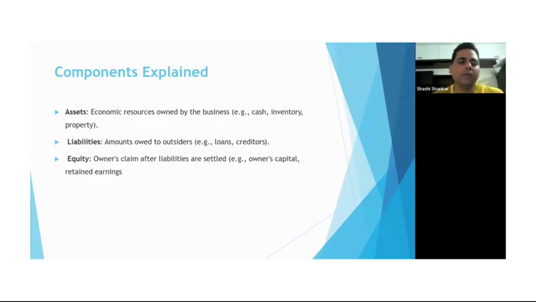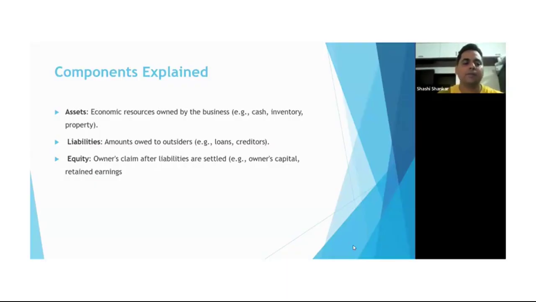So equity is the owner's claim after liabilities are settled. It is nothing but the owner's capital or retained earnings. So owner's capital plus retained earnings comes under equity. The equity shareholders are part of this equity, and also if the company has some retained earnings, that is also covered in this equity section. So again, the equation is asset is equal to liability plus equities. That means the owner's capital plus liability is equal to assets.